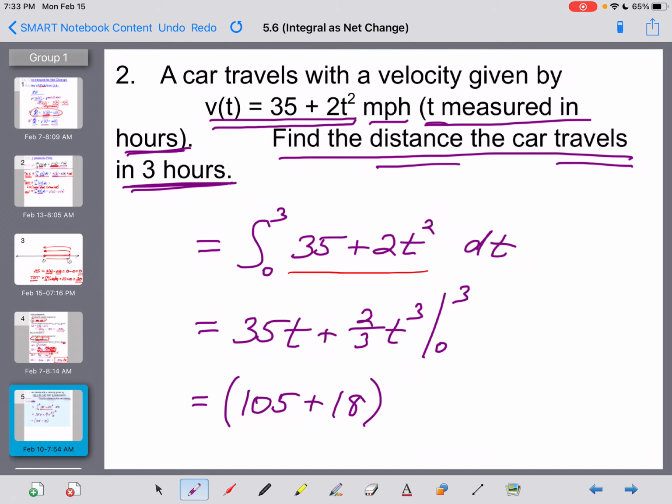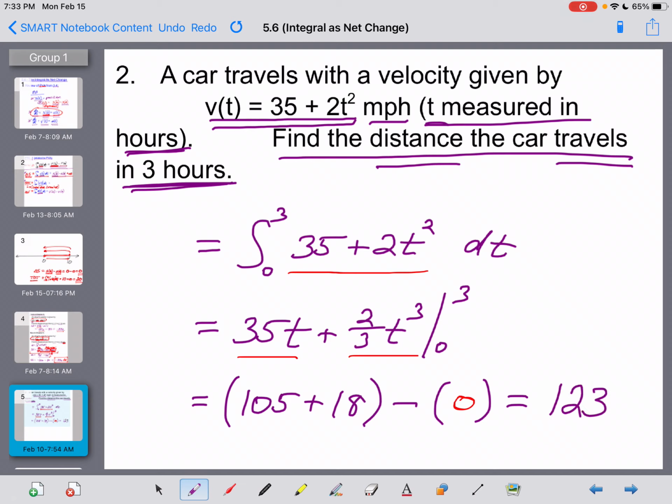Okay, with the 3 minus. And I really don't want you guys to get in the habit of assuming that anytime you're putting in a 0, you're going to get 0 out for your result, but that is what happens in this case. 35 times 0 plus 2/3 times 0 cubed, sure enough, that's going to get you a big fat goose egg right there. So we're pretty well good to go here. And the 105 plus the 18 is going to get us 123.